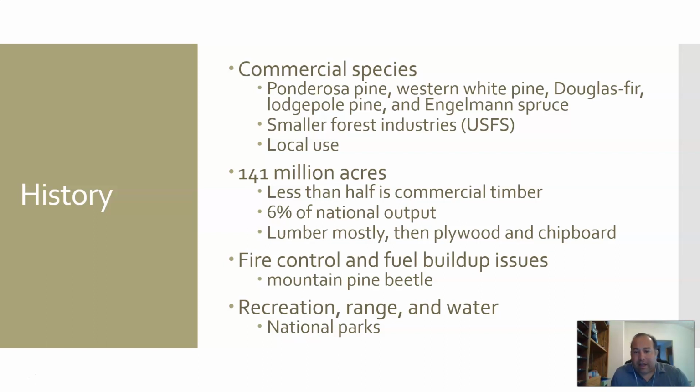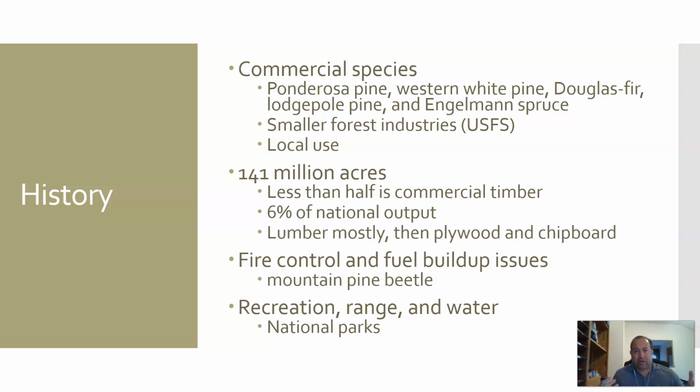So with this area, you've got a lot of what could be commercial species. Ponderosa pine, western white pine, Douglas fir, lodgepole pine, and Engelmann spruce are all good commercial species. But really, they're only serving smaller forest industries because of the federal management. A lot of local use. Also really limited by topography and by access to these areas, because you've got a lot of topography that you have to deal with, which makes transportation issues and moving equipment into areas pretty difficult.